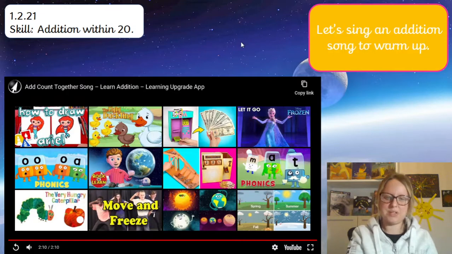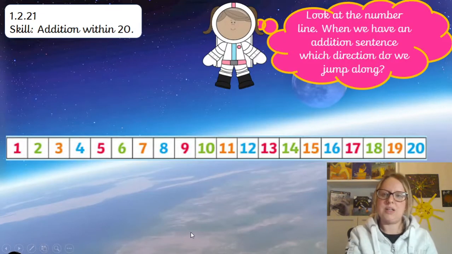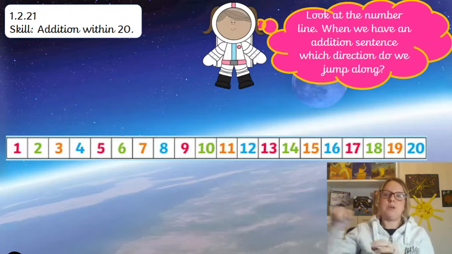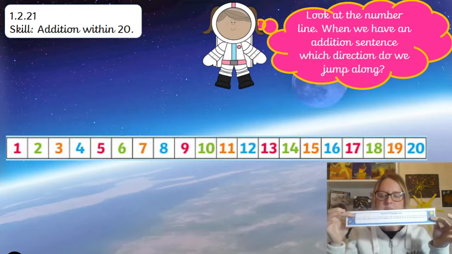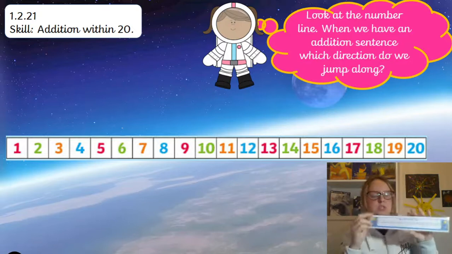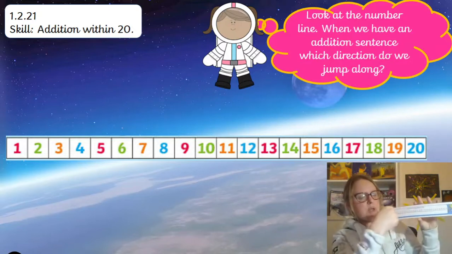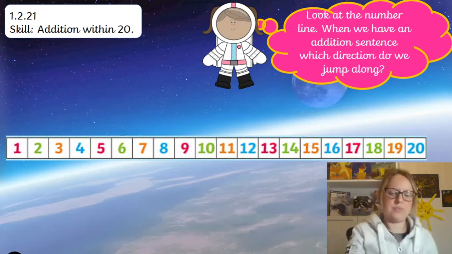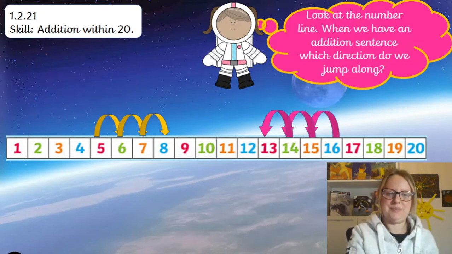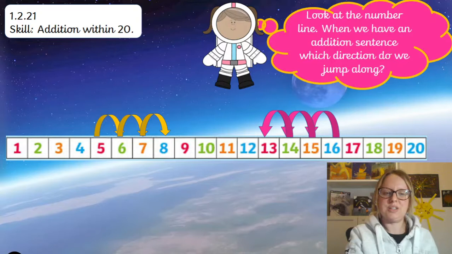Hope you enjoyed that addition song. Okay, so let's look at the number line. When we have an addition sentence, which direction do we jump along? So you might want to get your number lines to help you today from your learning packs. Have a think, which way do we jump? Do we jump along this way or do we jump this way? Which way do you think? Is it the yellow arrows or the pink arrows? It's the yellow arrows, so we jump forwards on our number line when we are adding.